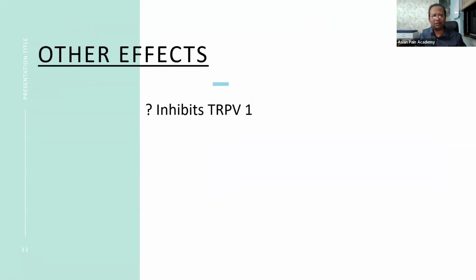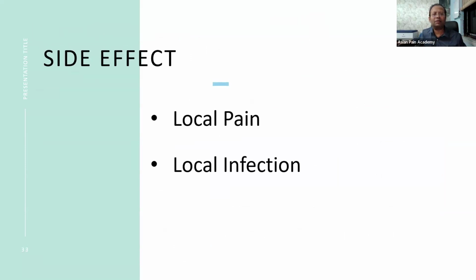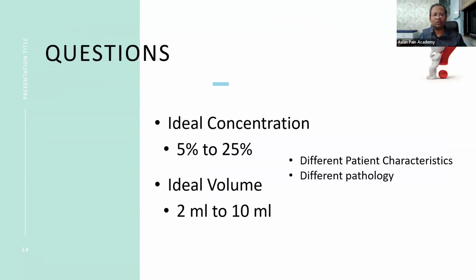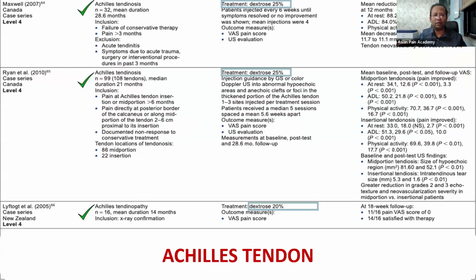There are multiple theories and multiple effects. It is for regeneration therapy. Side effects include local pain and local infection. The ideal concentration people have tried is 5 to 25%, with a volume of 2 to 10 ml, so you can go for something in between.